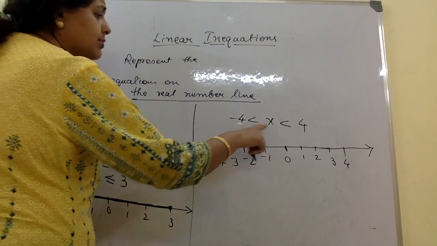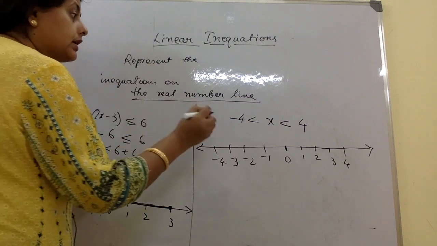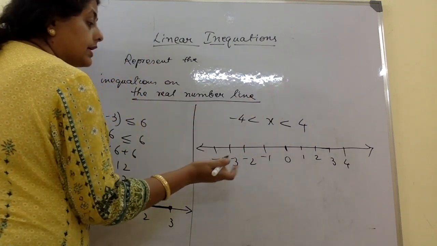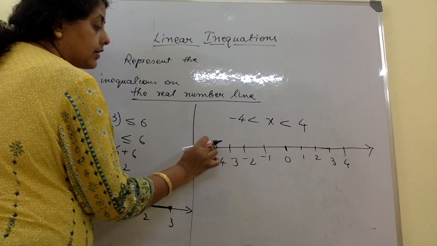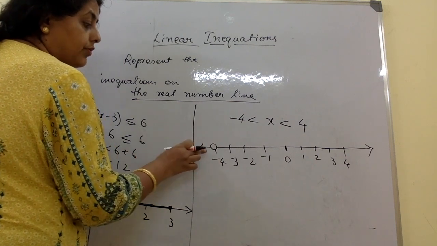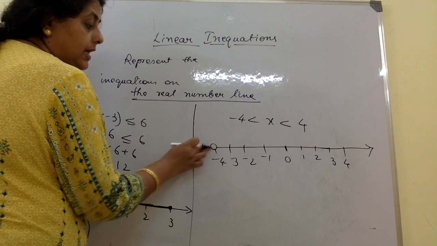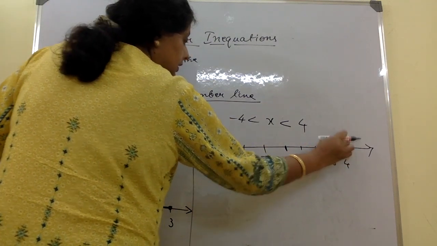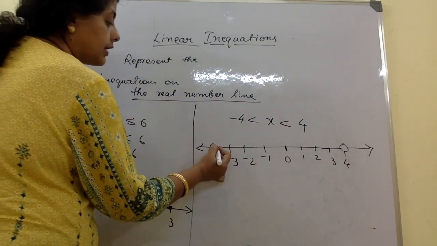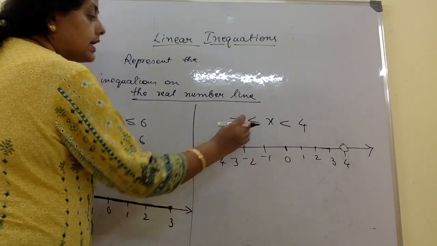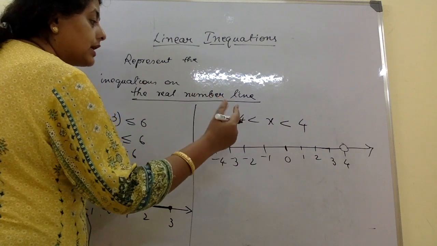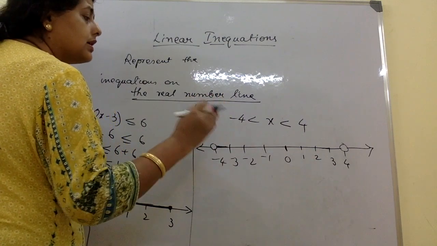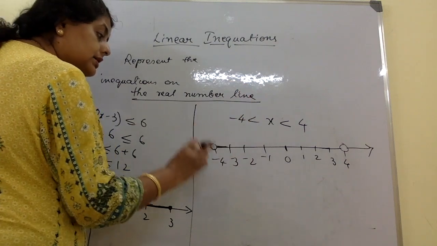So x lies between this and this, but note one thing, they have not used the less than equal to sign or greater than equal to sign. That means we cannot take -4. So, empty circle. Here also empty circle, and then we start coloring here. It means x takes all the values till -3.9999, anything, but it doesn't take -4.